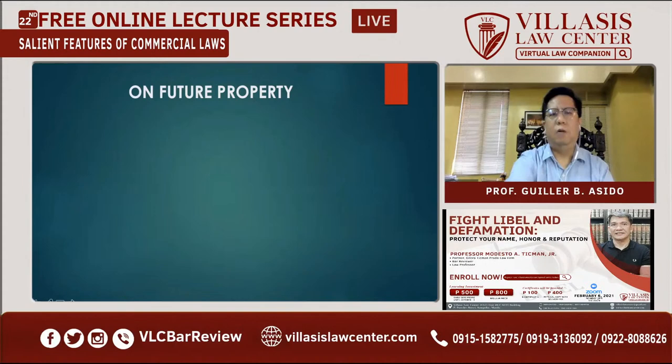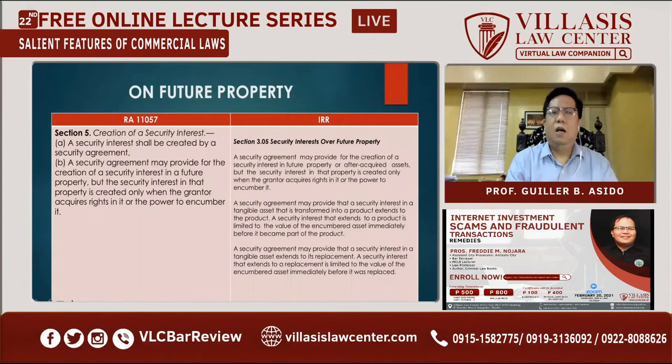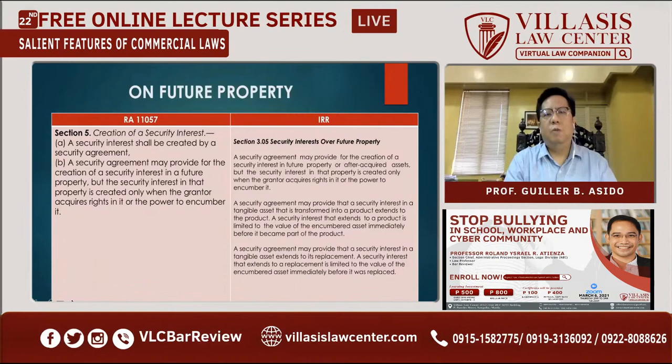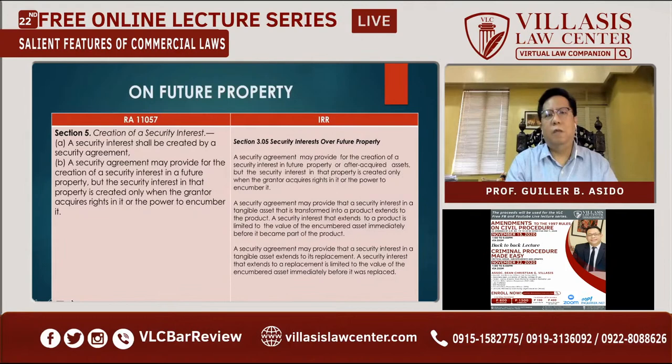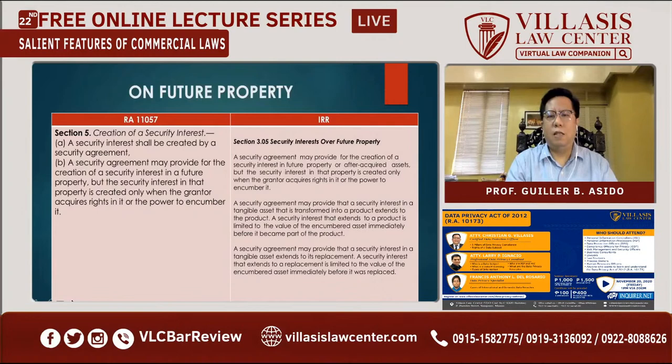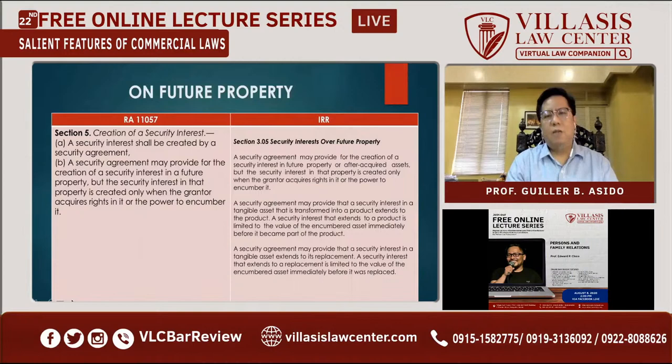Now, the proper reference still is Section 5 of the law. Okay? But note Section 3.05 of the implementing rules and regulations as shown on your screen. Here, in the implementing rules and regulations, you may find reference to the type of property involved. Please note that these are all outlined in the second and third paragraphs of the implementing rules and regulations, in reference to tangible assets, including the extension of the tangible asset as well. Okay. So the expansion of the implementing rules and regulations was contextualized to ensure continuity of the security interest over future property.